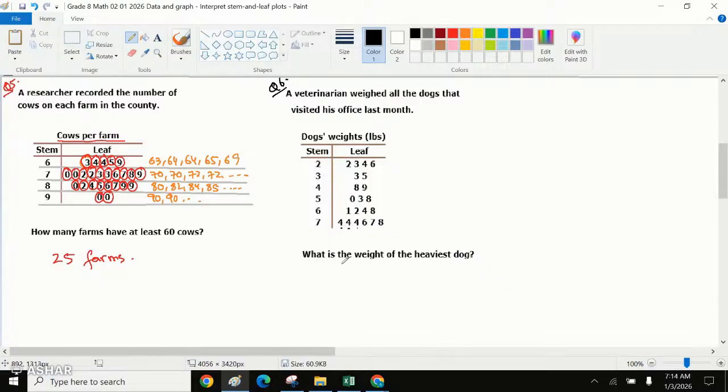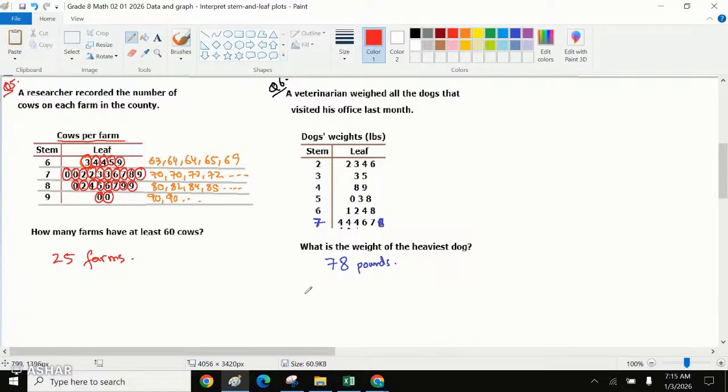What they're asking us is, what is the weight of the heaviest dog? The heaviest dog should be at the end: 70 and 8. So we can say 78 pounds, right? This is the heaviest, right? 78 pounds is the heaviest dog.